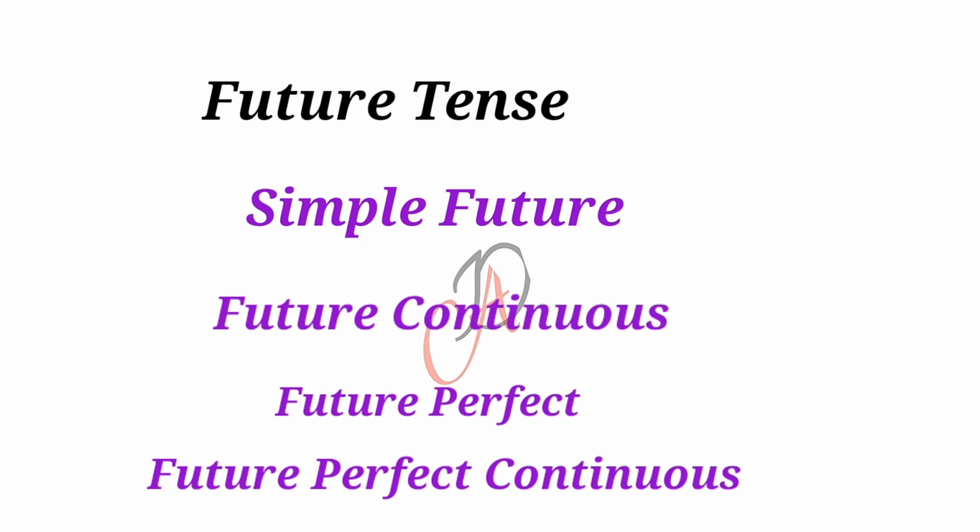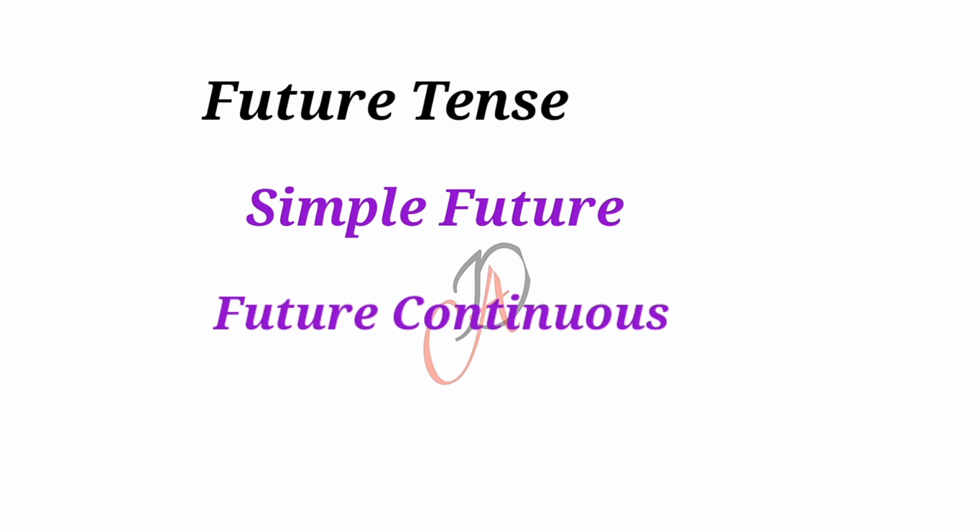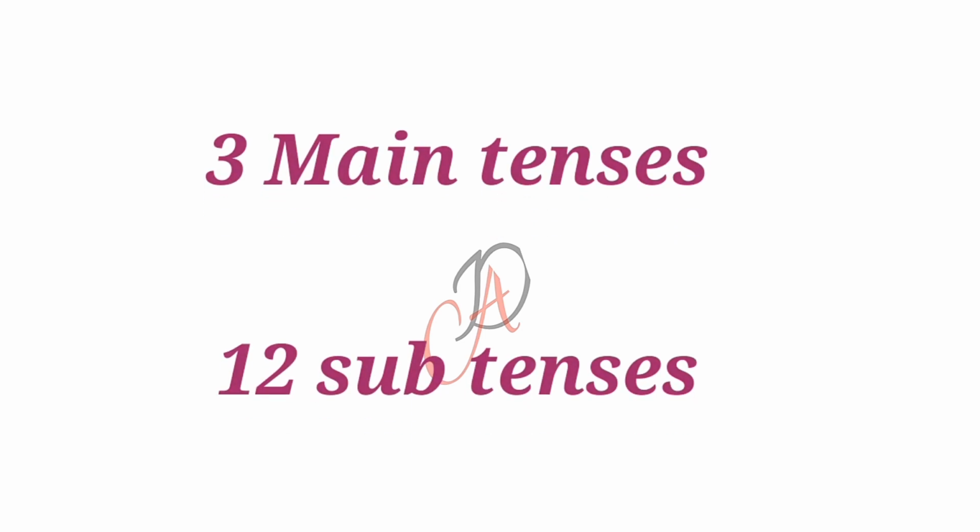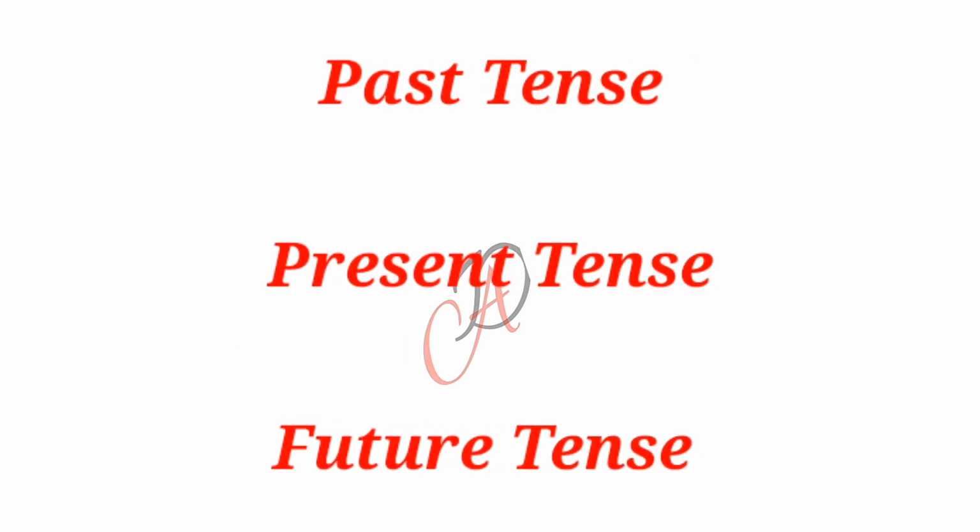Okay, guys, hope you understood that there are three main tenses and 12 subtenses, as each main tense consists of four subtenses, and we'll discuss each subtense in detail in the upcoming videos. So for now, let's discuss the main types of tenses and why we need them. The main tenses are past, present, and future. So first, let's understand the present tense.